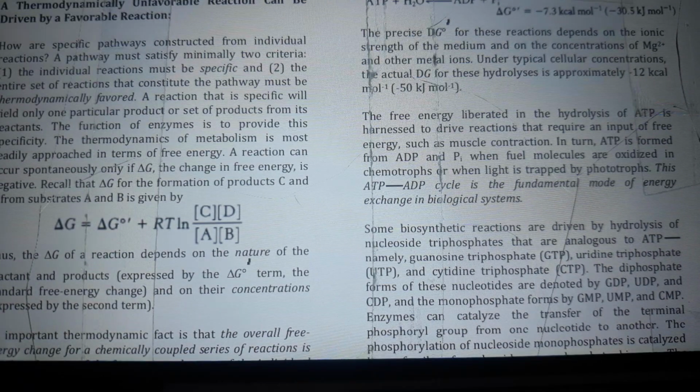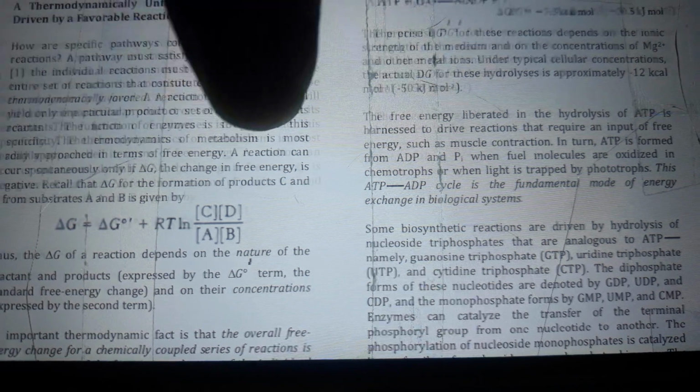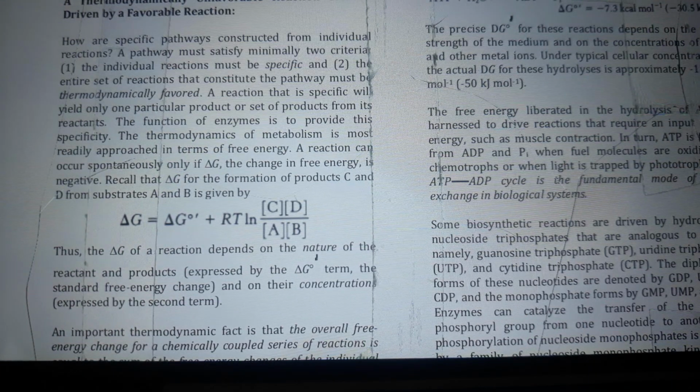A thermodynamically unfavorable reaction can be driven by a favorable reaction. How are specific pathways constructed from individual reactions? A pathway must satisfy minimally two criteria. 1. The individual reactions must be specific. And 2. The entire set of reactions that constitute the pathway must be thermodynamically favored. A reaction that is specific will yield only one particular product or set of products from its reactants. The function of enzymes is to provide this specificity.